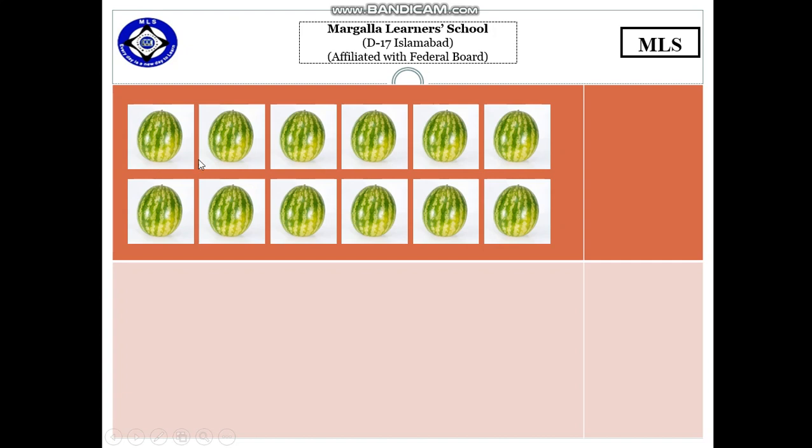1, 2, 3, 4, 5, 6, 7, 8, 9, 10, 11, 12. How many watermelons are there? 12. Very good. And how do you write number 12? Yes, 1 and 2. It makes 12.